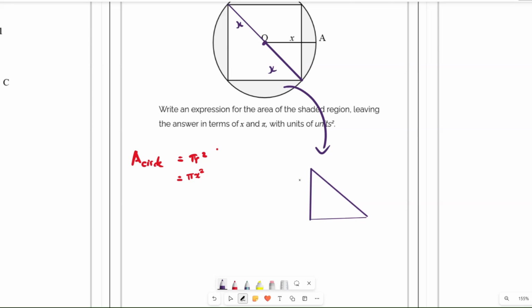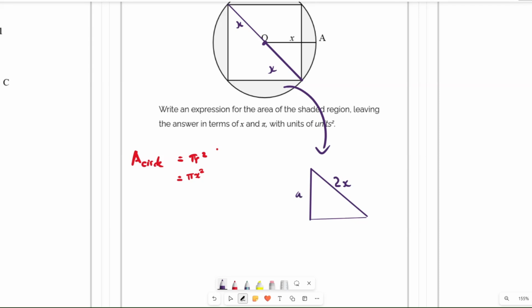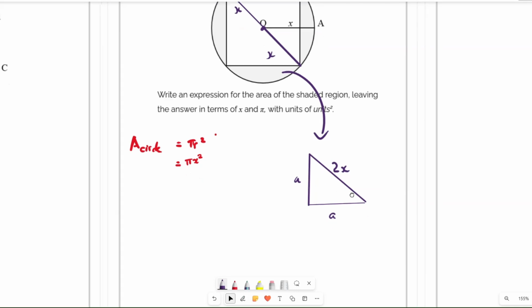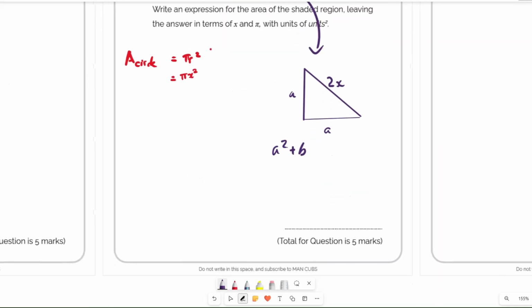So we've got 2x here, because we've got x plus x, and we know that this is going to be the same as that. Normally you would have a squared plus b squared equals c squared. But a and b are the same, so we can just literally put 2a squared equals c squared, that's going to be 2x, all squared, like so. And that's going to be 2a squared is equal to 4x squared. If we divide everything by 2, we can say that a squared equals 2x squared.